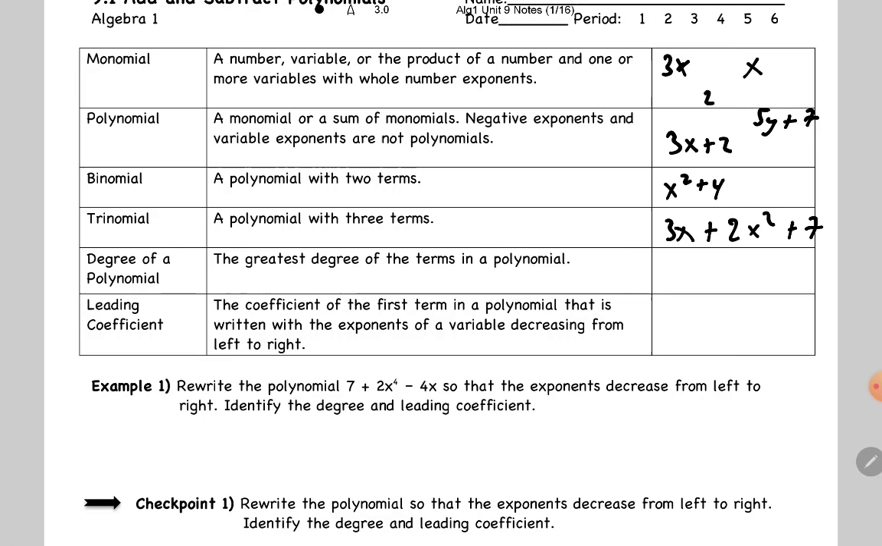The degree of a polynomial is the greatest exponent. So for example, if we looked at 3x squared plus 2x cubed minus 1 plus 2x, the highest exponent out of all of these is 3. So our degree is 3.